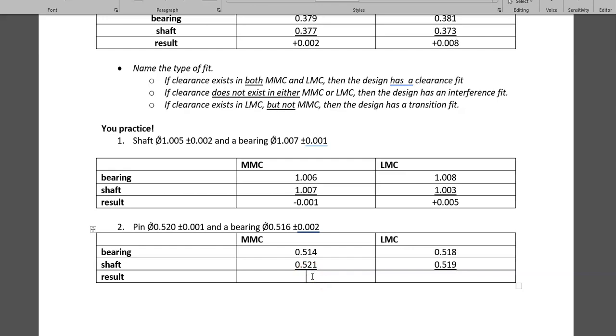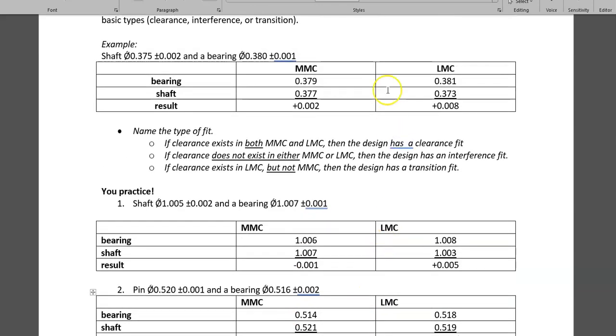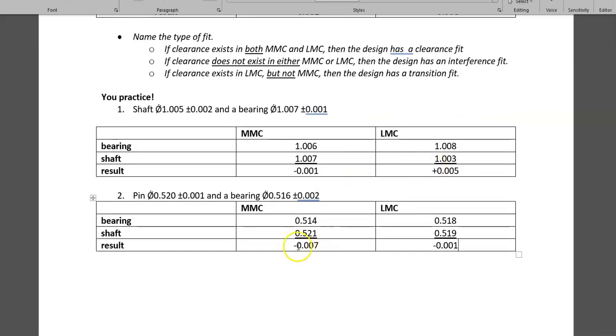And I'm going to go ahead and do my math problems here. In this case, I have negative 0.007. And in this case, I have negative 0.001. Now, since I have two negatives here, that means that this one is an interference fit. So again, if both my answers for my problem are positive, I have a clearance fit. If both of them are negative, I have an interference fit. And if I have one of each, that is a transition fit.